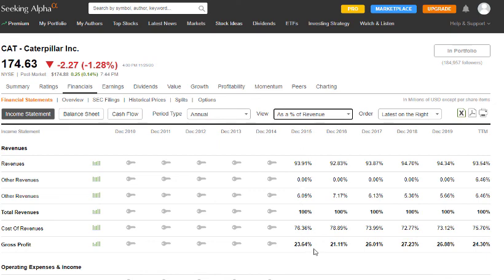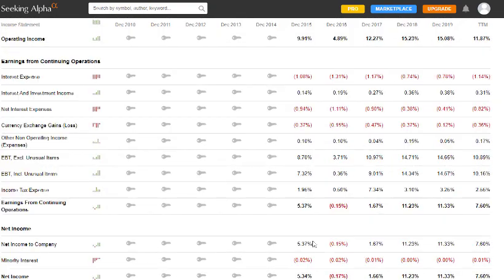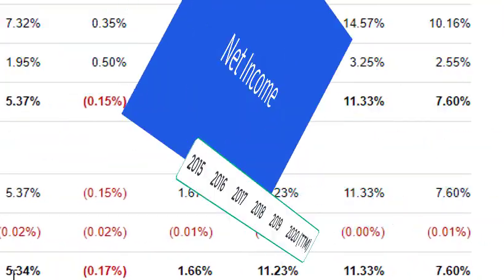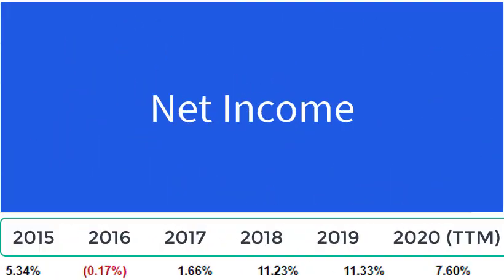It's pretty useful. For example, let's scroll down to net income. And we see that net income as a percentage of revenue is about 5.3% in 2015. It was very low the next couple of years, and then it jumped up to a little bit over 11%. This is sometimes called the net income margin or profit margin.